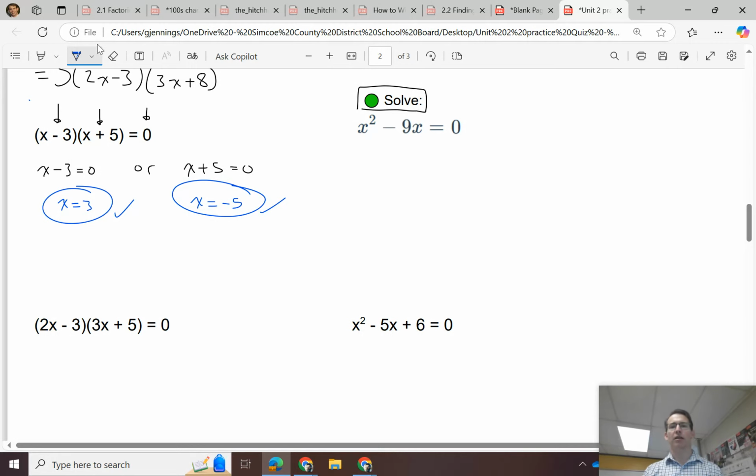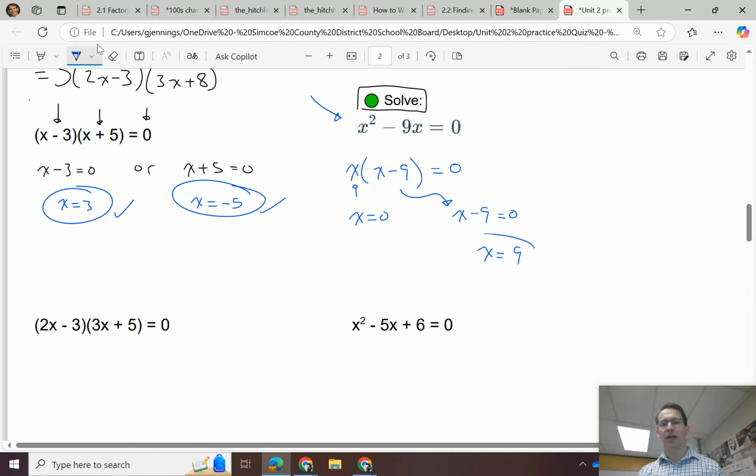They're both correct. This one also is a quadratic because it has an x squared, and it also has two answers. But this one just common factors. X times x minus 9 is equal to 0. So that means either x equals 0, or x minus 9 equals 0, and x equals 9. Answer, answer. Correct, correct. We could substitute those in there and they would be true.